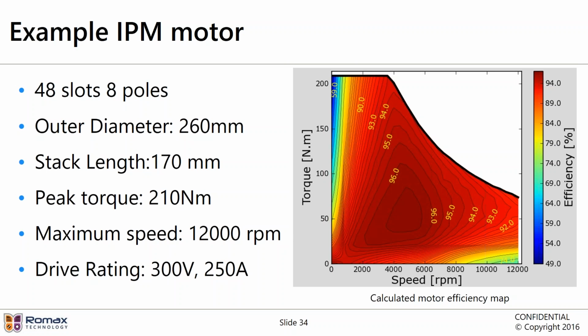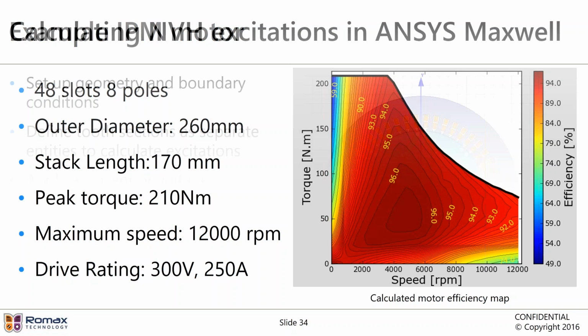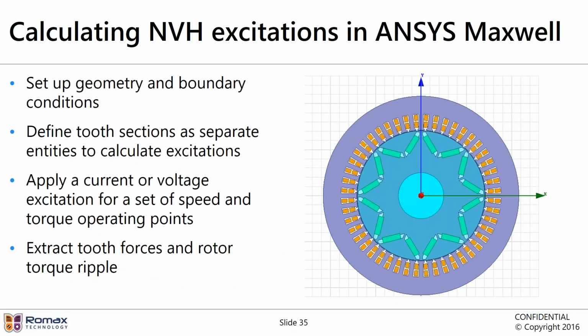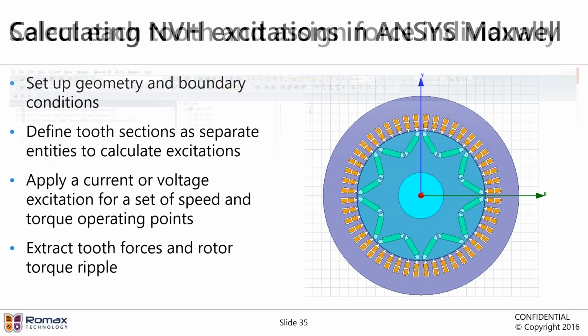It has a 50 kilowatt IPM motor that goes up to a peak speed of 12,000 RPM and has an overall gear ratio of 12:1. So the gear stage is a two-stage gearbox, and it also has an integrated motor drive that sits along with the unit. The motor, in a bit more detail, is a 48-slot 8-pole IPM motor that produces a peak torque of 210 Newton meters and is driven using a 300 volt to 50 amp drive. This is what it looks like in geometry, a typical IPM motor.